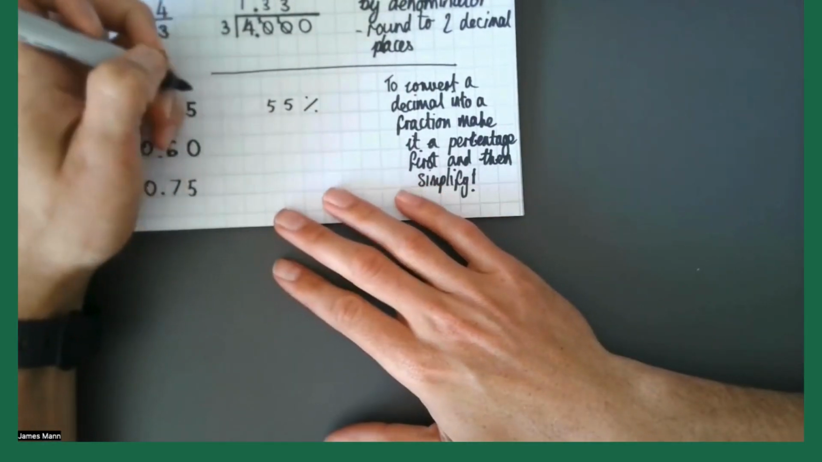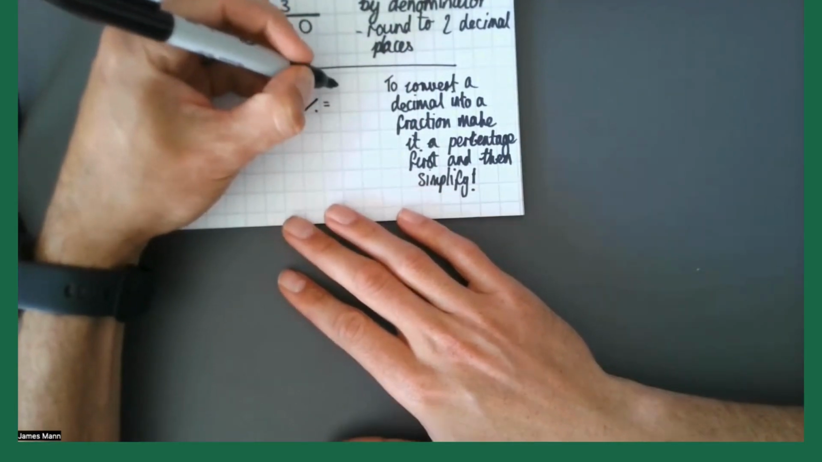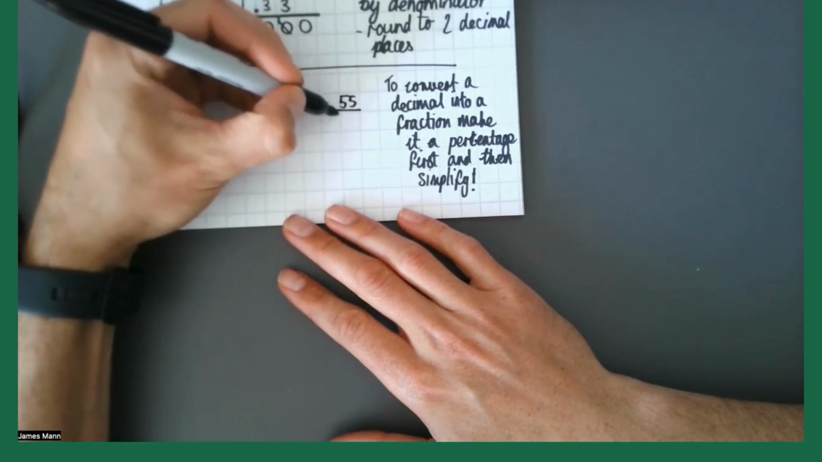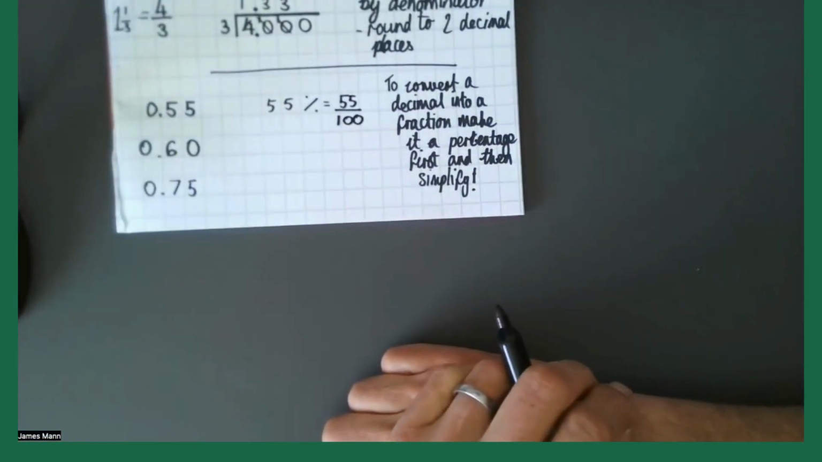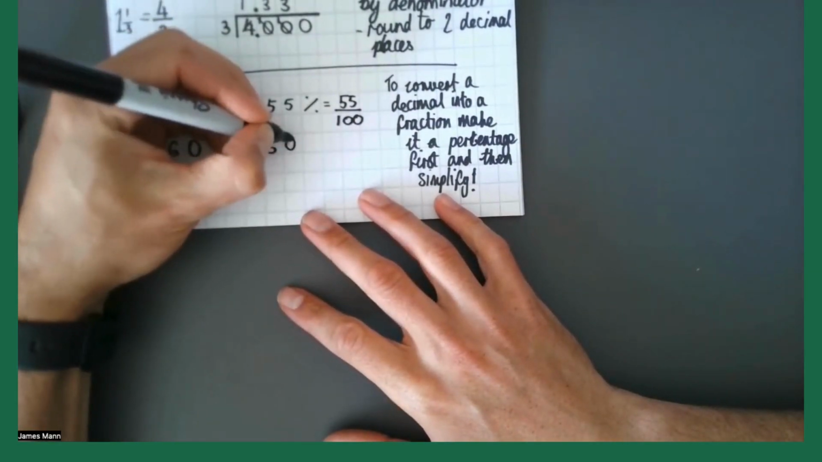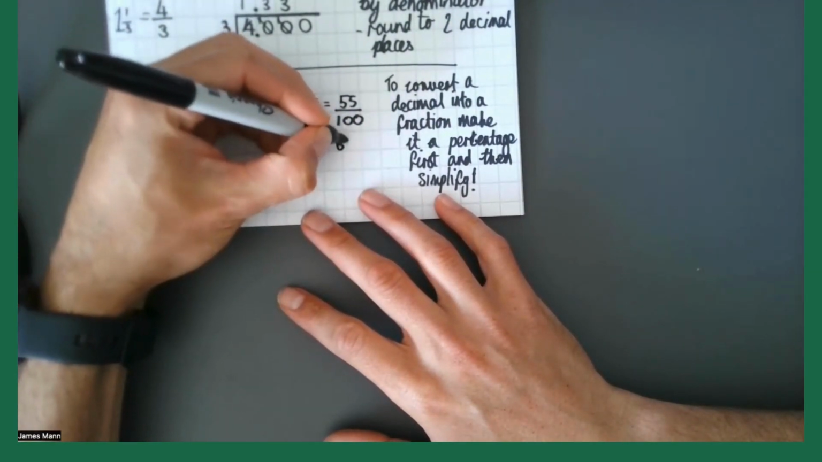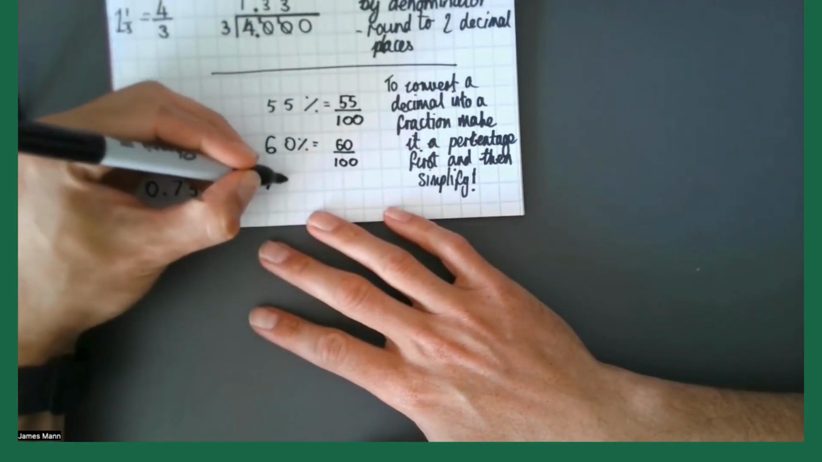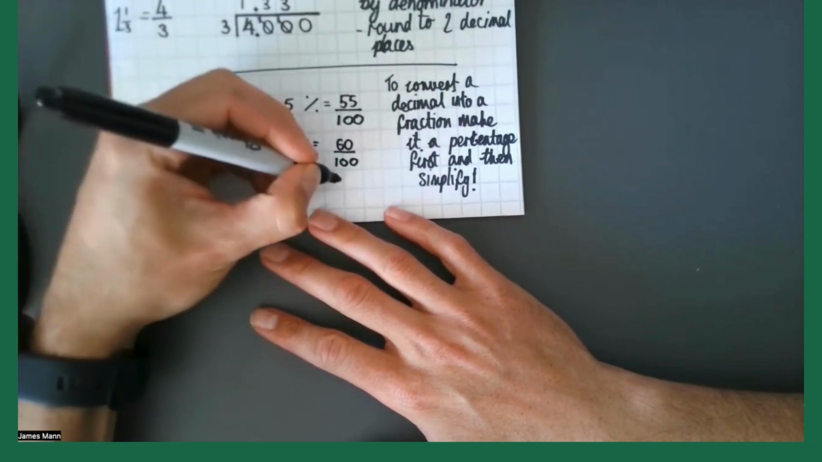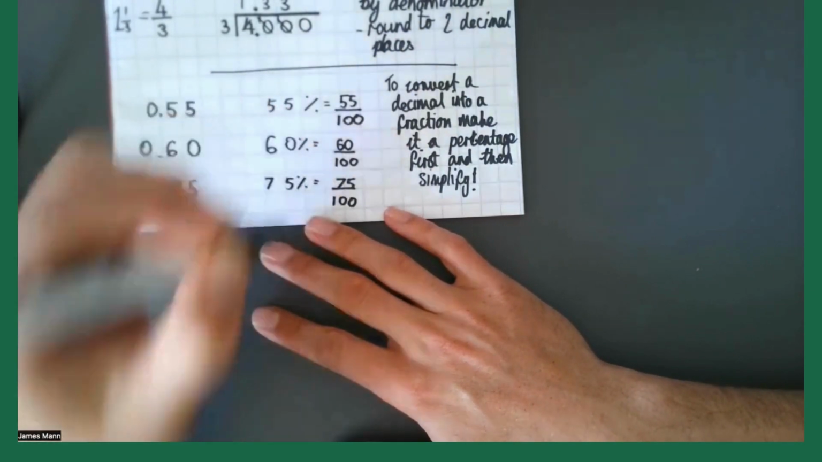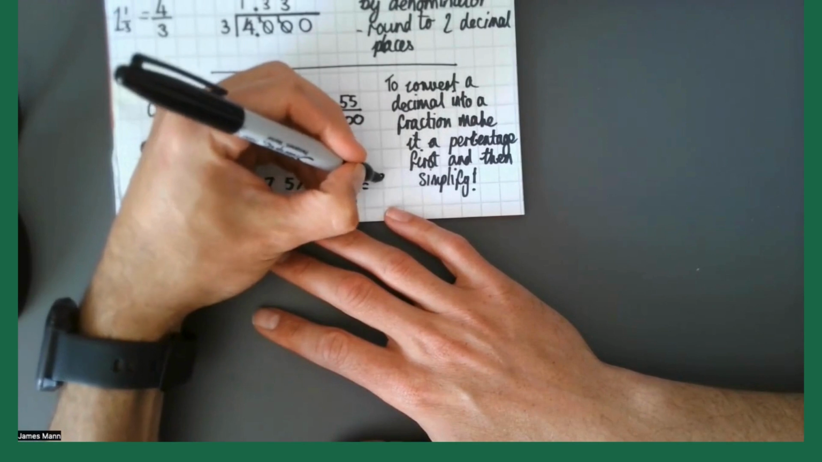And then we can change that into a fraction by putting it over 100, because percent means out of 100. That would create 55 hundredths, and that can then be simplified. The same here if I've got 60%, that is 60 over 100, and that can be simplified. And then we've got 0.75, so 75%, and that is 75 over 100. And we obviously know that this one can simplify into 3/4.